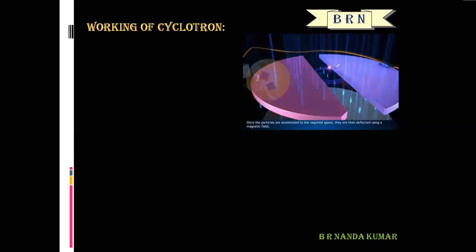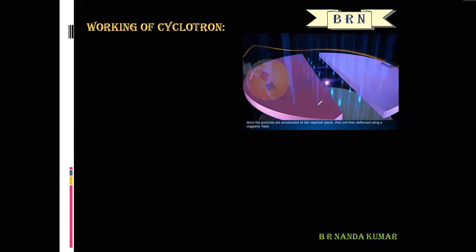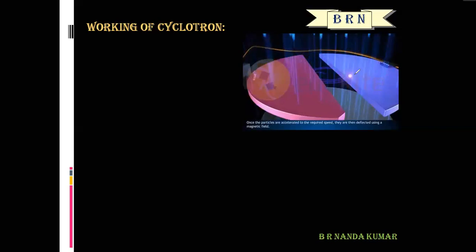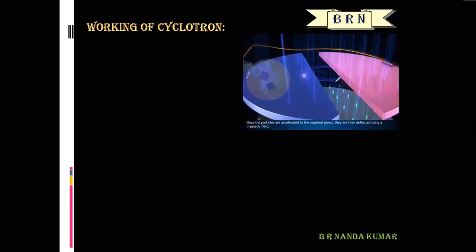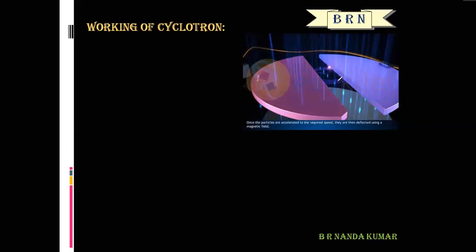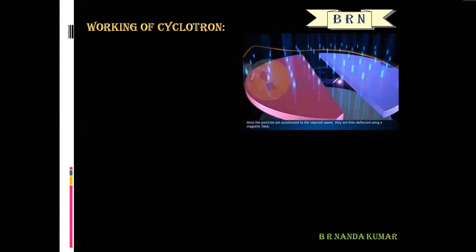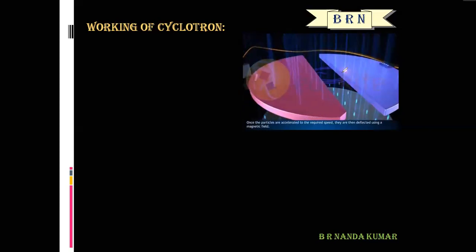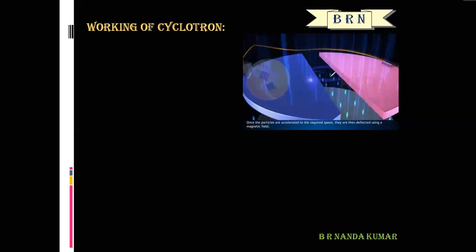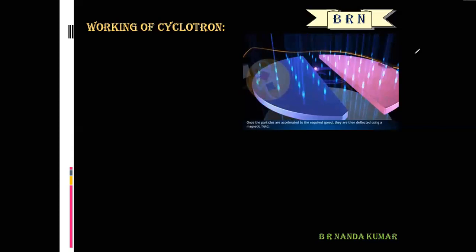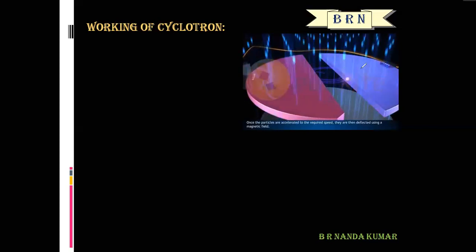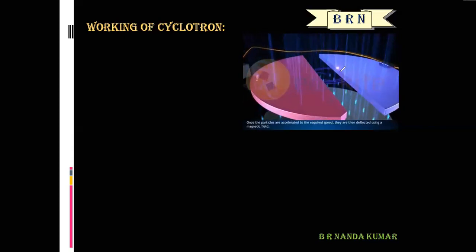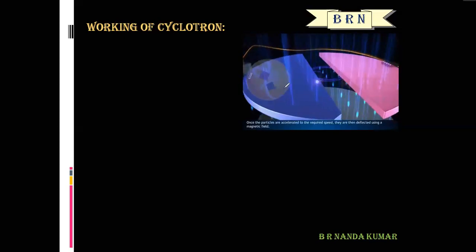Finally, the charged particle reaches the periphery of the D with maximum speed. This high energy charged particle is pulled out of the D by a deflecting plate through a small window. Finally, the high energy charged particle hits the target, like the nucleus of an atom. So this is about the working of cyclotron.